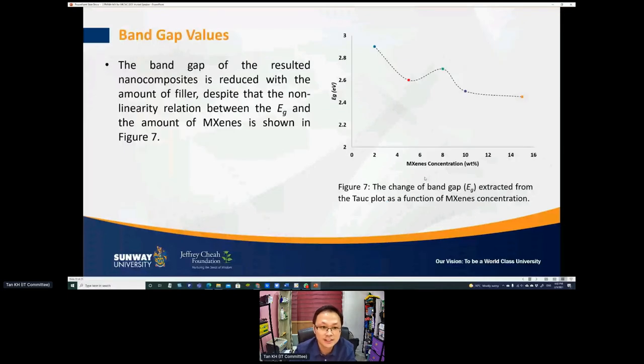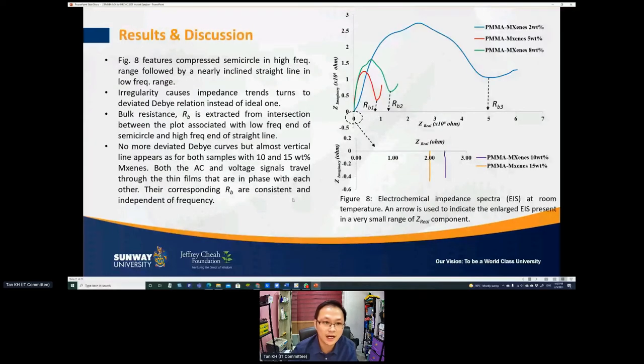Of course, the relationship of the band gap with the MICNC content is not a constant. It's a non-linear relation, as you can see. But overall, the band gap is reduced with the increase of the amount of the MICNC. So I will proceed with the results and discussion on the electrical analysis of the nanocomposite thin film.